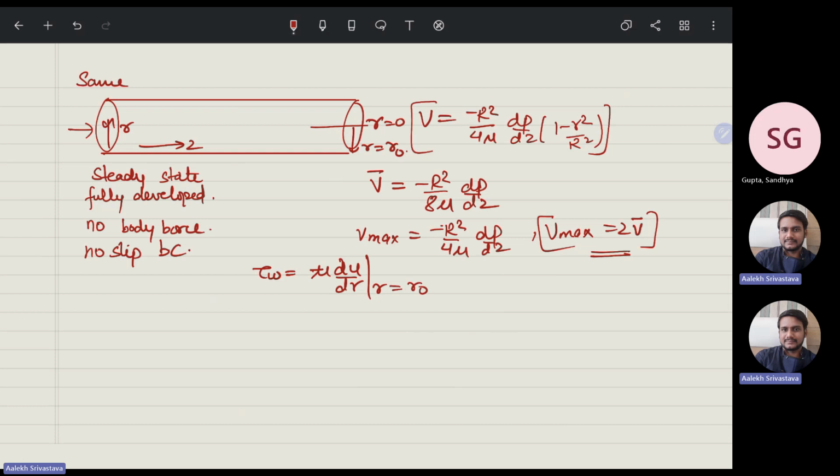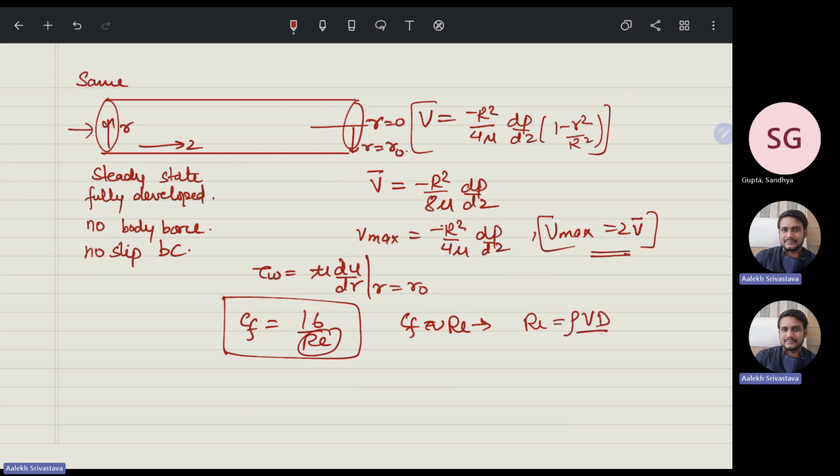So if you just simply solve, you will get a shear stress, and here the skin friction coefficient is 16 by Re. That means the skin friction coefficient depends on only the Reynolds number for the laminar flow. Re is equal to rho v d by mu. So this is your inertia force, and this is your viscous force. So if you have all the equations in your hand, you can simply solve and you will get the pressure gradient, the velocity profile, and everything.